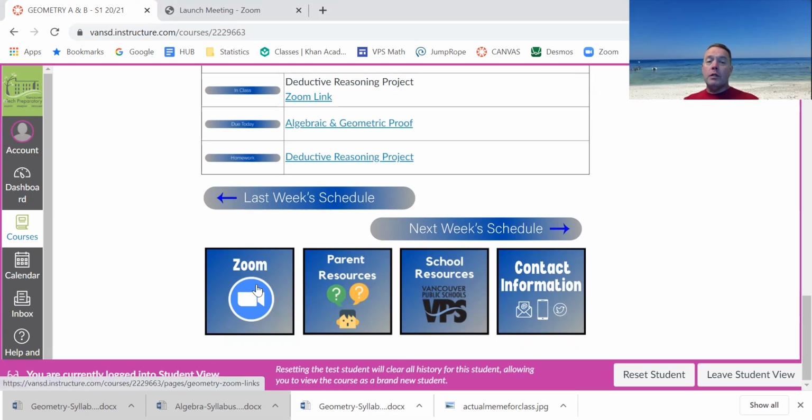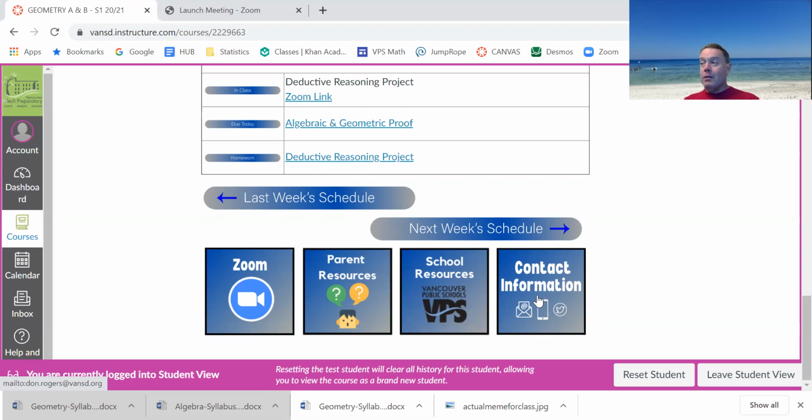Down at the bottom, we have some Zoom links, the same Zoom links that are up here. We also have some parent and school resources which link you to the school webpage and the different things that are available there and any announcements that are school-wide. And then contact information sets up your email to email. It has my email address in there, so you can get in touch with me.